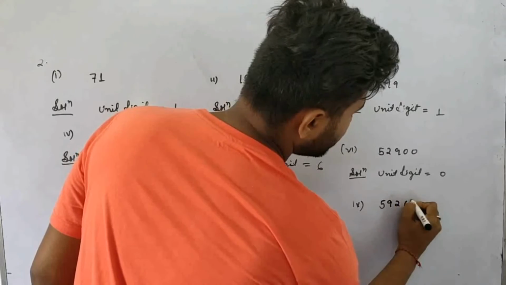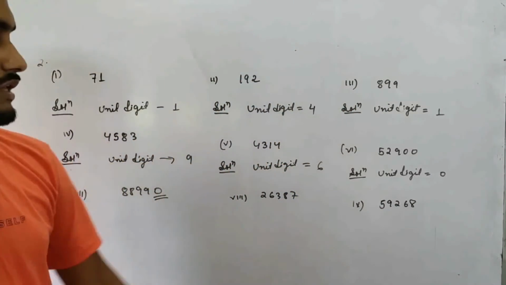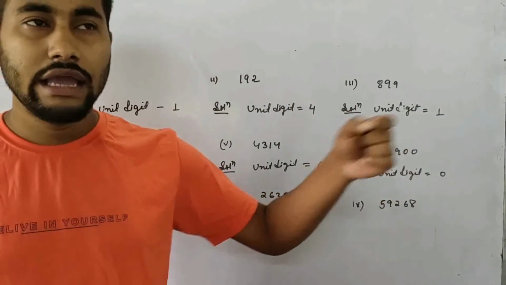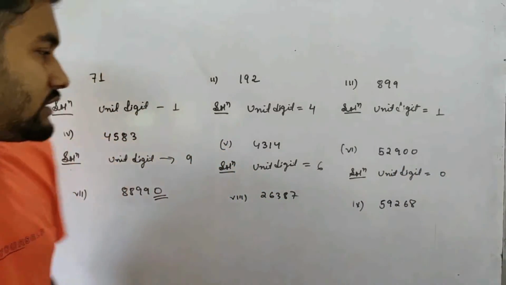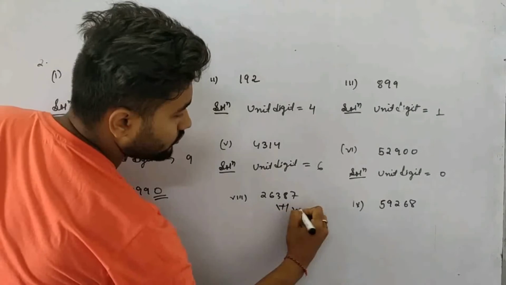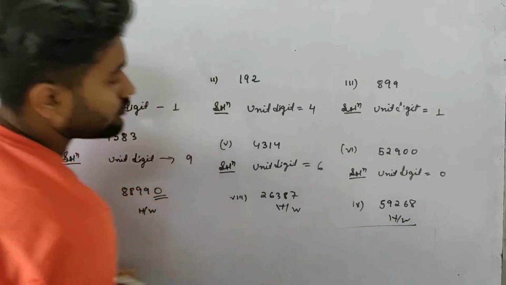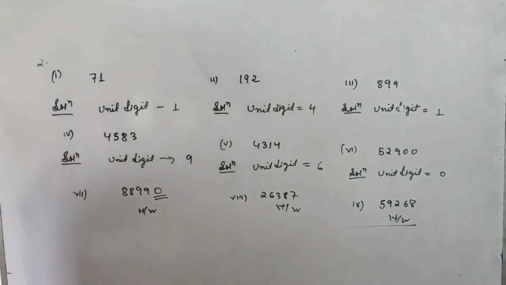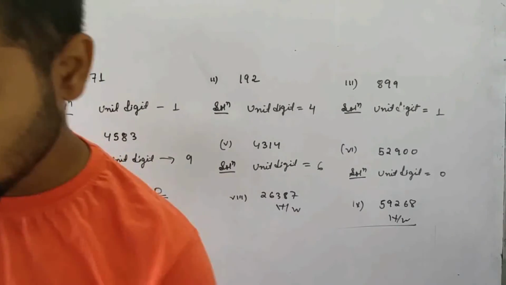59268. What will be the unit digit if 8 is there? 8 8 ja 64, 4, isn't it? So homework you do, practice. Okay, so these 3 you do as homework. Let us move to the next question. Question number 3.